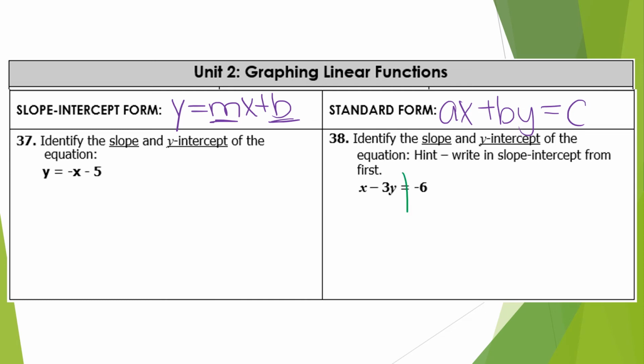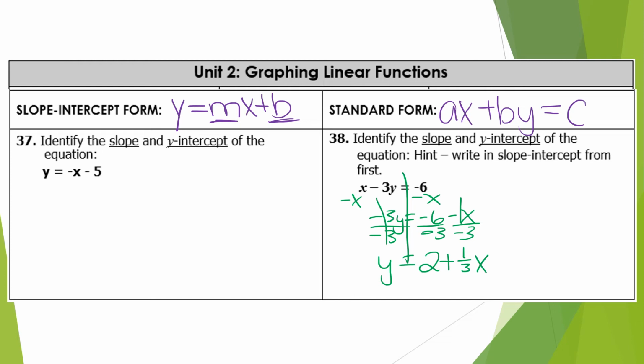I'm going to write it in slope-intercept form first, which means I'm going to isolate y. I'm going to divide everything by -3. The y falls down. Negative divided by negative is positive. 6 divided by 3 is 2. 1 divided by 3 is 1/3, which means if I identify my slope, it is the number in front of x, my change over time. My y-intercept is the constant, b, my beginning.